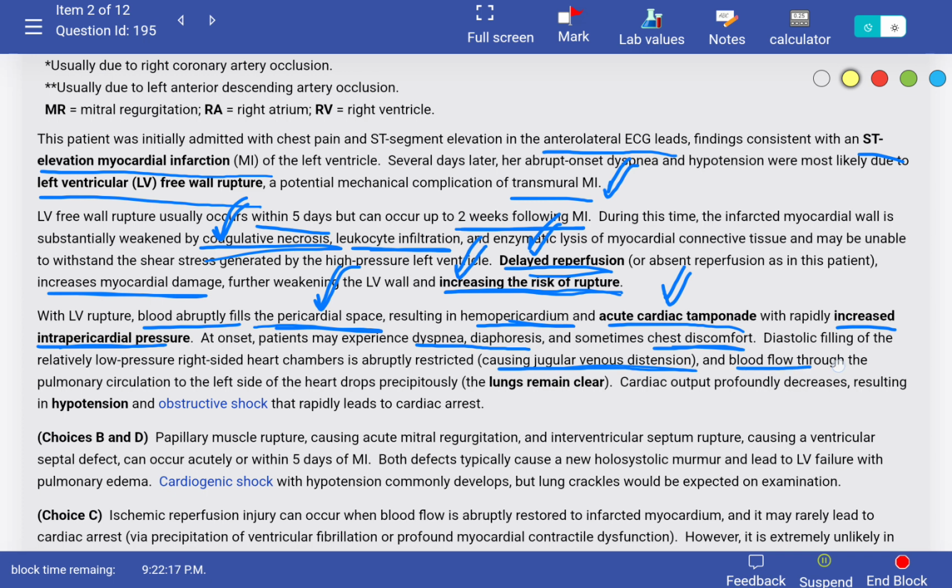Blood flow through the pulmonary circulation to the left side of the heart drops precipitously. The lungs remain clear, because there is no flow to that side. Cardiac output profoundly decreases, resulting in hypotension and obstructive shock that rapidly leads to cardiac arrest.